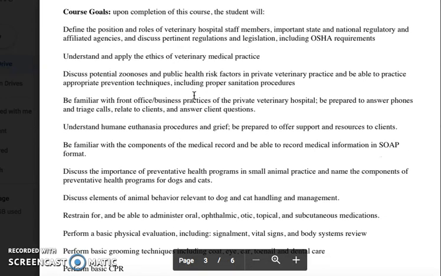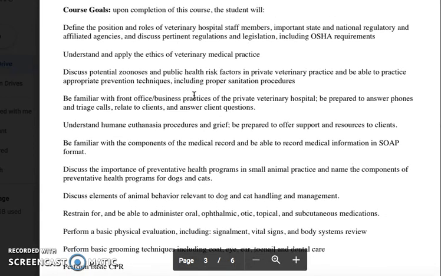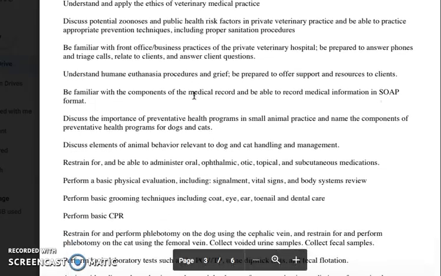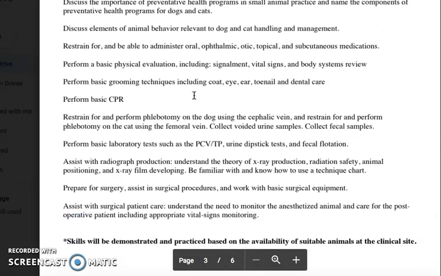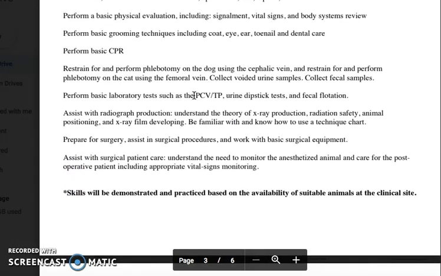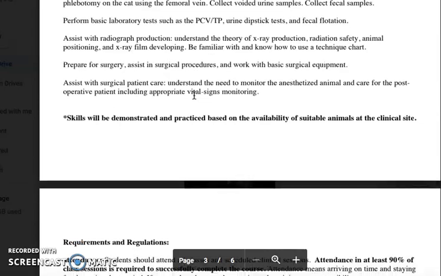Course goals you can look through on your own. It's a pretty detailed list of all of the different topics of discussion and skills that you'll be introduced to over the course of the semester.